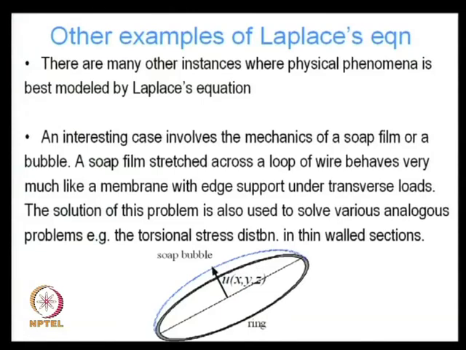But the solution of this problem is useful in a number of places. It can be used to solve the torsional problem. For thin walled sections, if you remember, there are the Prandtl-Royce equations, and those equations can be solved using this soap bubble or thin film analogy. So if we can solve that problem, the solution can be used in a number of situations. For instance, the torsional stress distribution in thin walled sections.